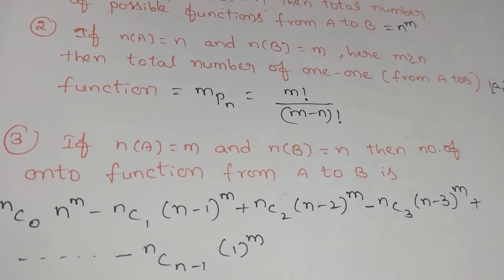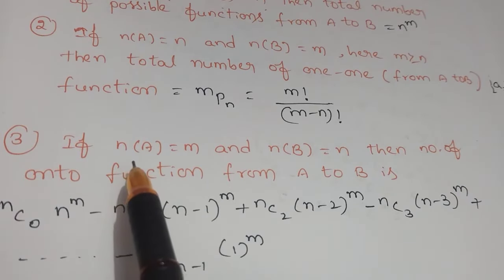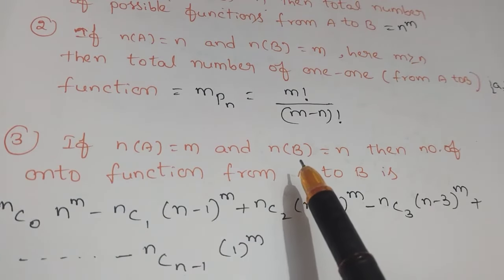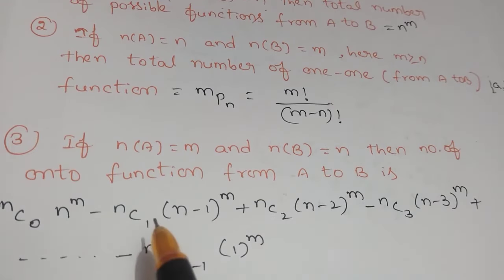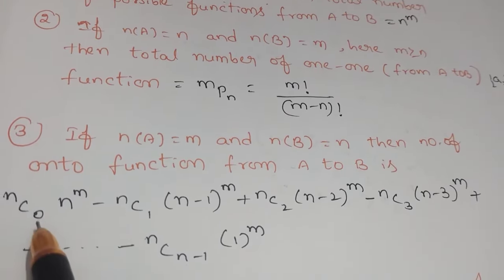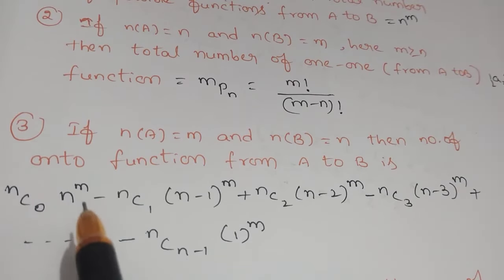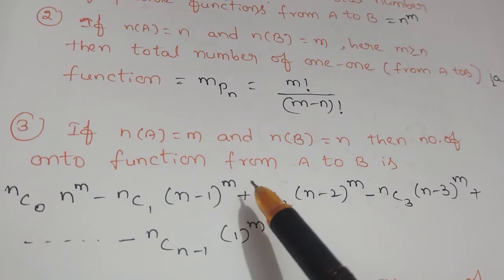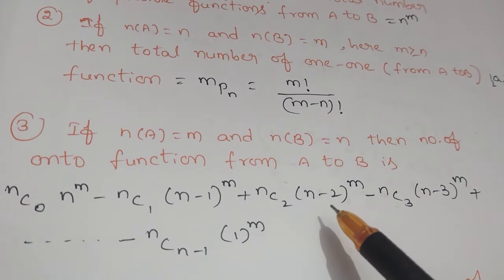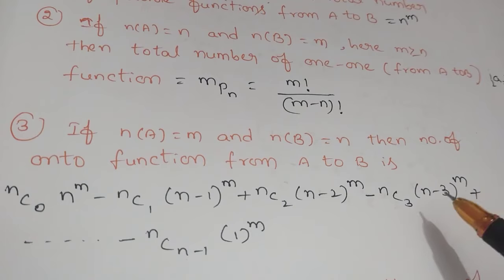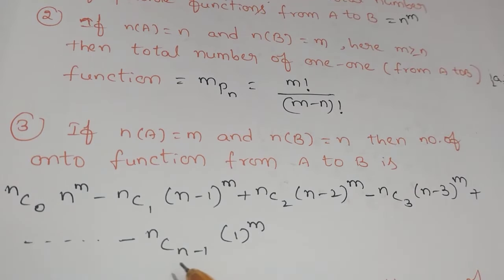Then the third formula: if the number of elements in the set A is m and the number of elements in the set B is n, then the number of onto functions from A to B follows this formula: nC0 n power m minus nC1 (n minus 1) whole power m plus nC2 (n minus 2) whole power m minus nC3 (n minus 3) whole power m, and so on, up to nC(n minus 1) 1 power m.